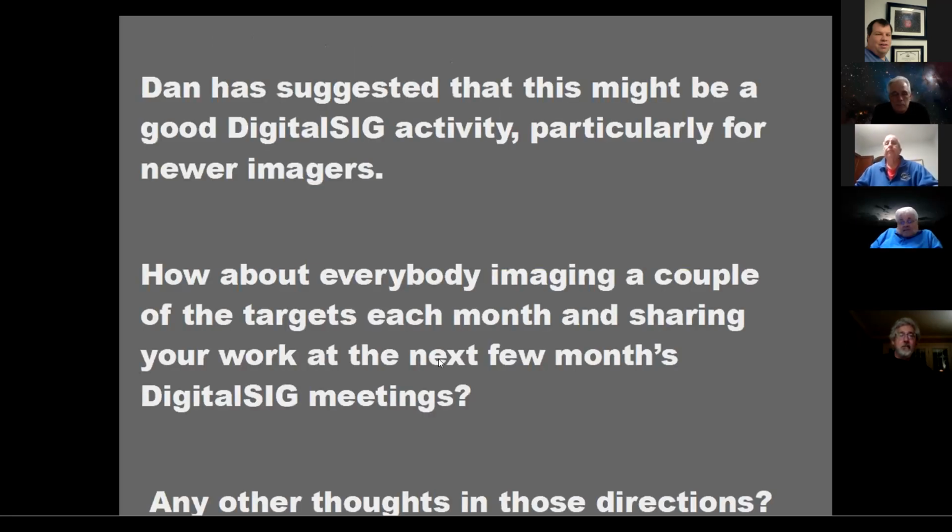Dan and I talked a little bit about setting this up for tonight. He thought it might be a good idea for the digital SIG group, this group right here, particularly if you're a new imager. Let's go take some of these 22 targets, not necessarily all of them, but try to capture some of them and show them at our next few meetings. In other words, let's show this at the April and the May and the June and maybe the July meeting, and just show 3 or 4 that each and everybody's done, and we can look and compare and make some suggestions.